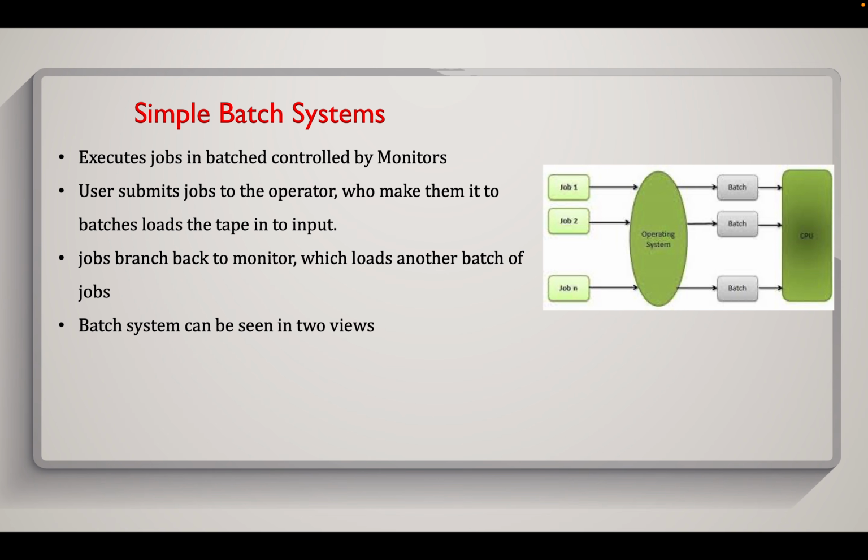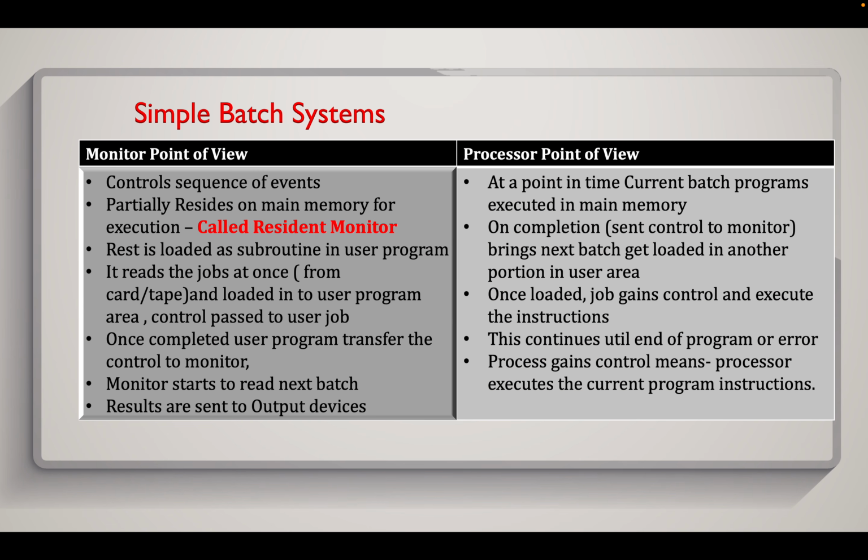The second evolution of the operating system is the simple batch system. Here the operating system executes jobs in batches. Job 1, batch. Job 2, so batch-wise execution. The user submits jobs to the operator as a batch. A batch system can be seen in two views: monitor point of view and processor point of view. What is batch processing in the monitor point of view?